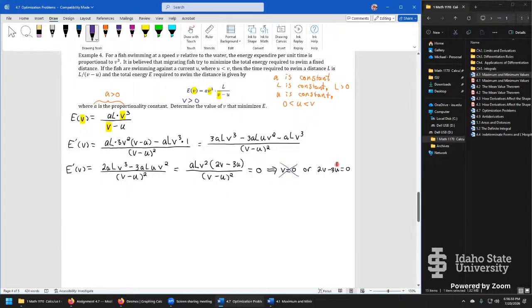And we go back to that equation. We can solve that equation for v, the variable in the problem, and get the one and only one critical number. We add 3u, divide by 2, and get v equals 3/2 u is the critical number of E. So that's our one and only one critical number.